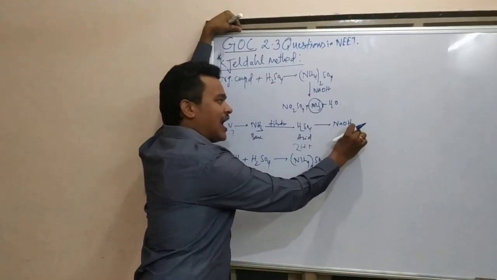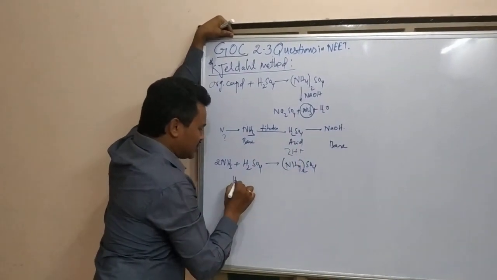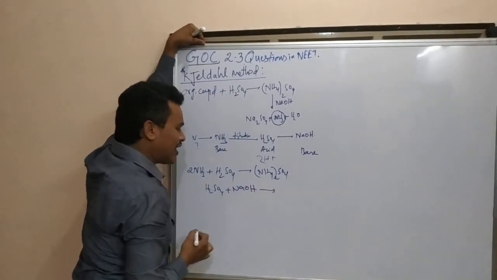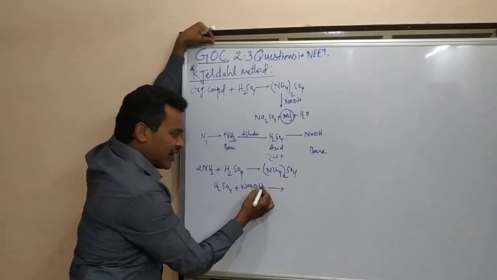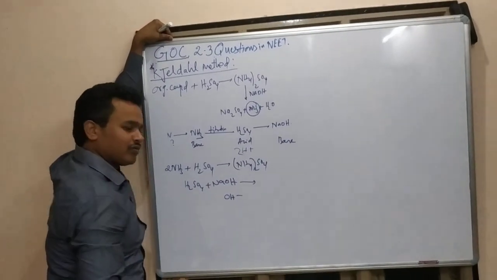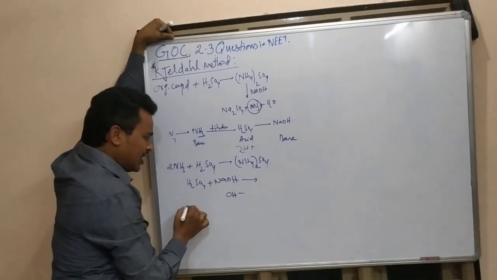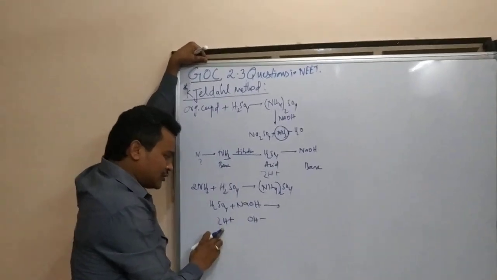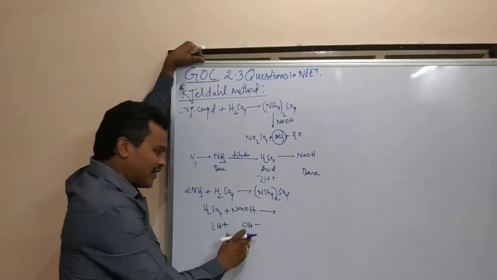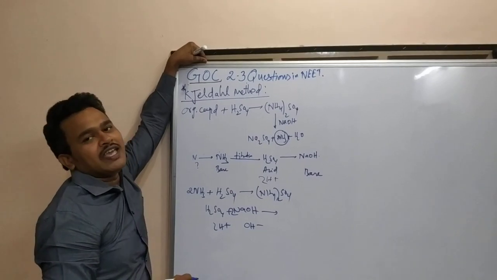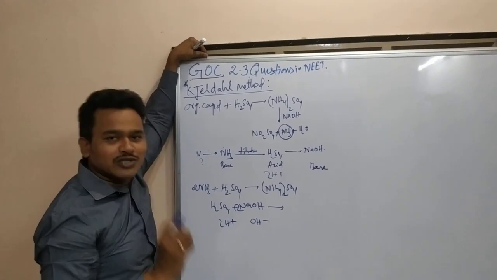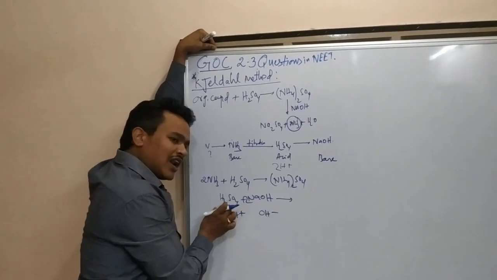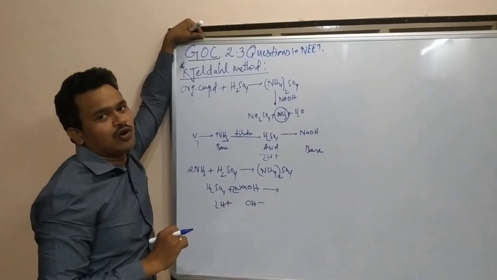What is that other base? It is NaOH. The remaining H2SO4 again goes to titrate with NaOH. How can I judge here? One NaOH gives one OH minus. One H2SO4 gives 2 H plus. So 2 H plus means 2 OH minus are required, so 2 NaOH molecules are required. 2 moles of NaOH can neutralize 1 mole of H2SO4.